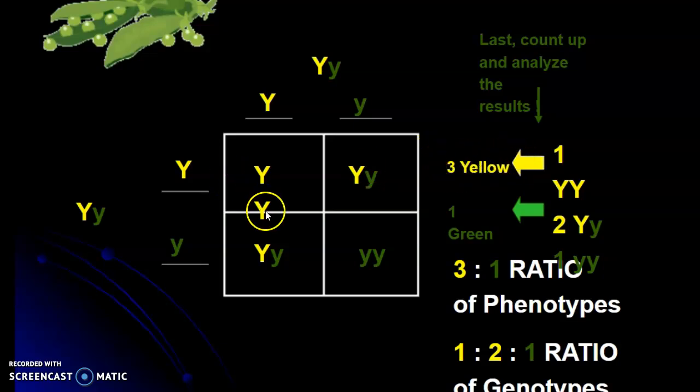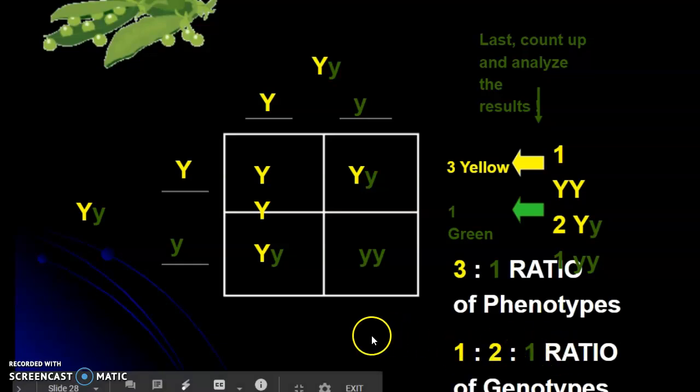One of them is big Y, the other 2 are big Y, little y, but they're all yellow, so they're going to be yellow. And then this little guy here, little y, because it's got 2 recessive traits, it's going to be green. So we're going to have 3 yellows, 1 green. So our phenotype is going to have a 3-to-1 ratio. If we're going to look at genotypes, it's a 1-to-1 ratio.